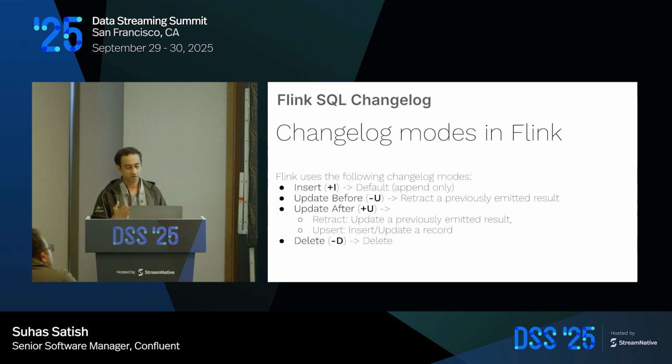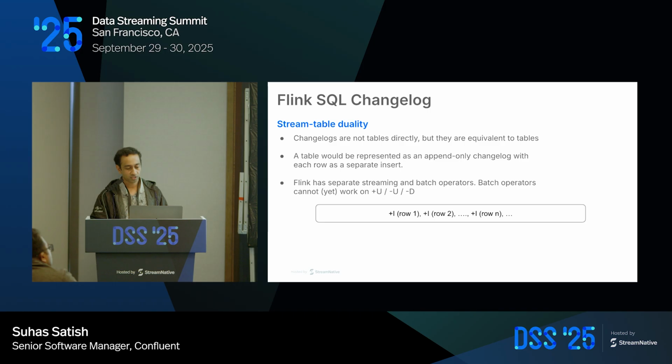And each Flink operator emits a different type of changelog, and they also have to be compatible with each other. So maybe I can demonstrate that with a motivating example shortly. But there is also this stream table duality, and changelogs are related to that. For example, a changelog with just appends or inserts can give you the notion of a table. Or in other words, a table would be represented as an append-only changelog with each row as a separate insert.